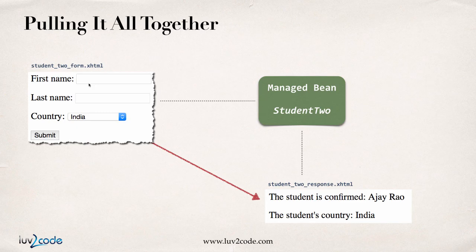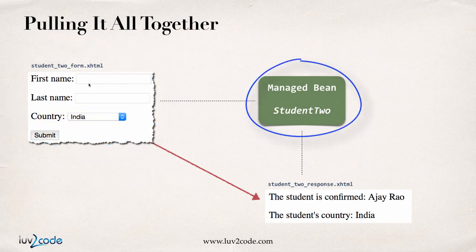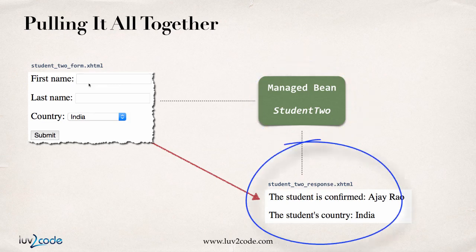All right, so now we saw the little code snippet. Let's go ahead and pull this together with an example. So in the top left, I'll have this form, student2form.xhtml. We're going to have a new entry here for country, and that's going to be our drop-down list. We'll also have a managed bean. We'll call this managed bean student2. Just so it's a different class name than our previous examples, it's going to have the actual country. And then at the bottom, we'll have a student2response.xhtml. So we'll simply update this confirmation page to also list the country that the user selected.